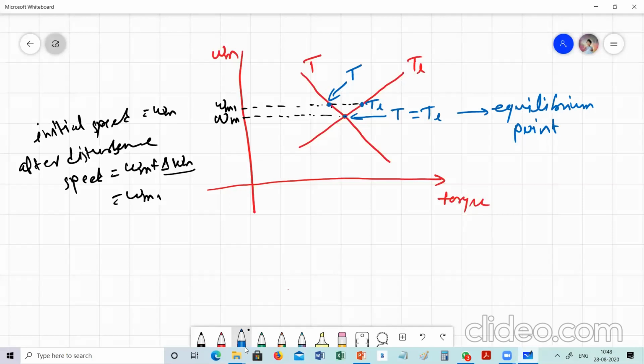Now at the new speed omega m1, what is the condition? T is less than TL. And if T is less than TL, what will happen?